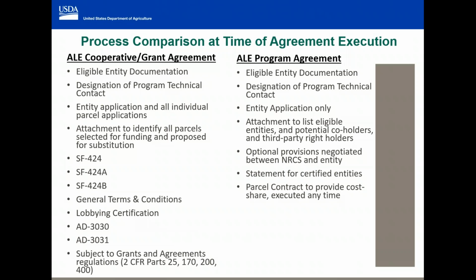Because a certified entity can also take advantage of the program agreement option, for those entities that have requested and received certification, there would just be a statement attached that for this particular program agreement, you can avail yourselves of the certified entity provisions. And then the parcel contracts themselves can be executed at any time.